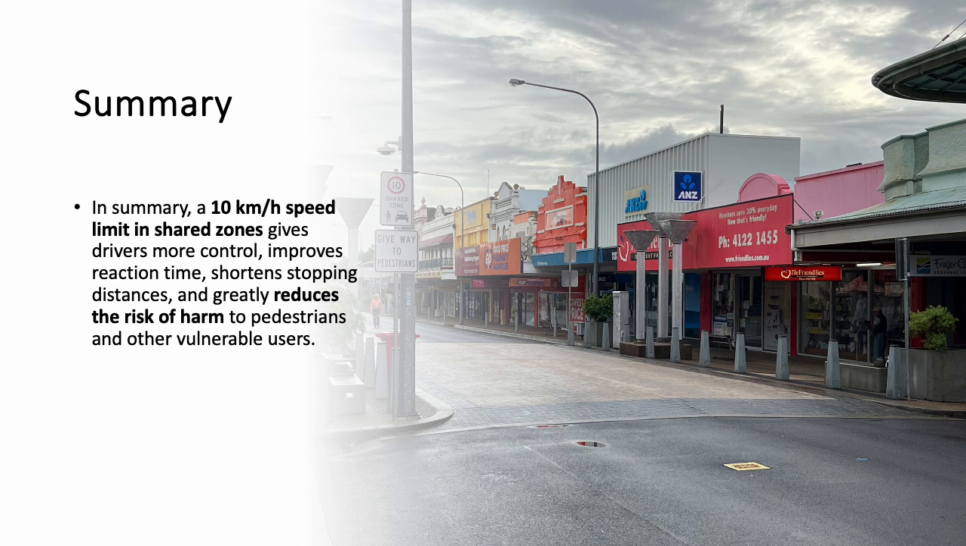In summary, a 10 km per hour speed limit in shared zones gives drivers more control, improves reaction time, shortens stopping distances, and greatly reduces the risk of harm to pedestrians and other vulnerable users.